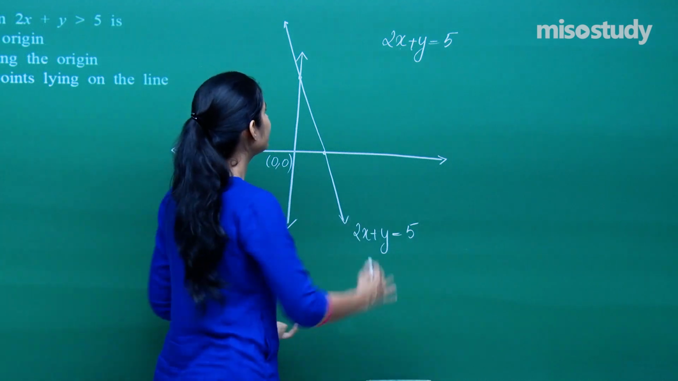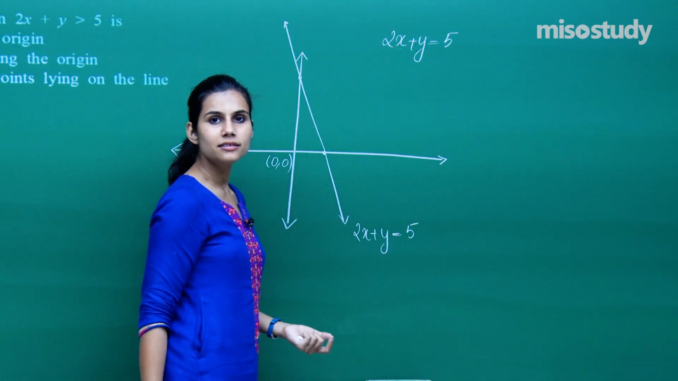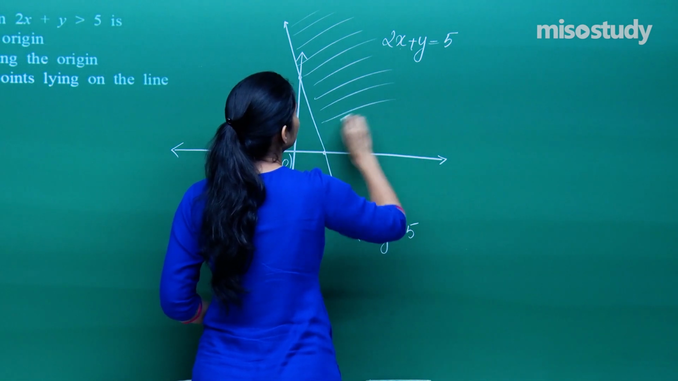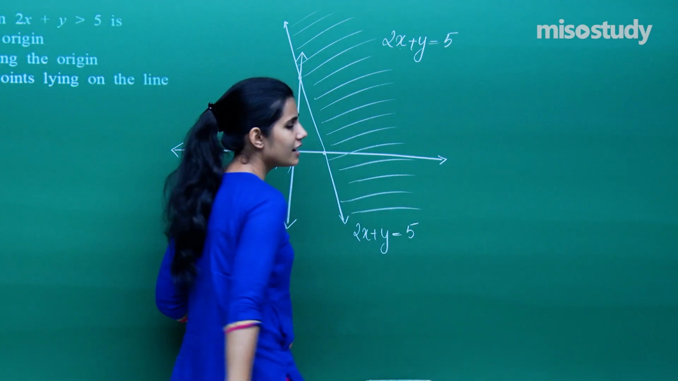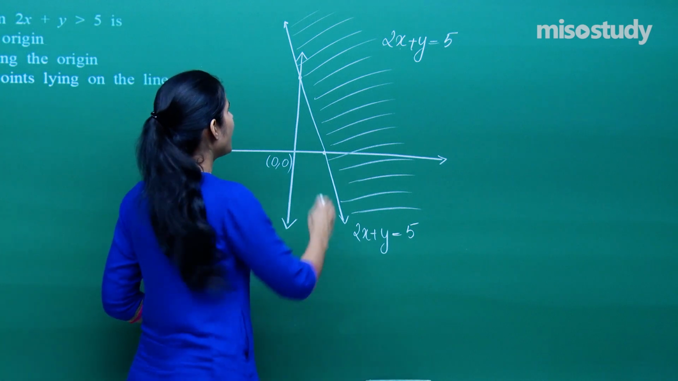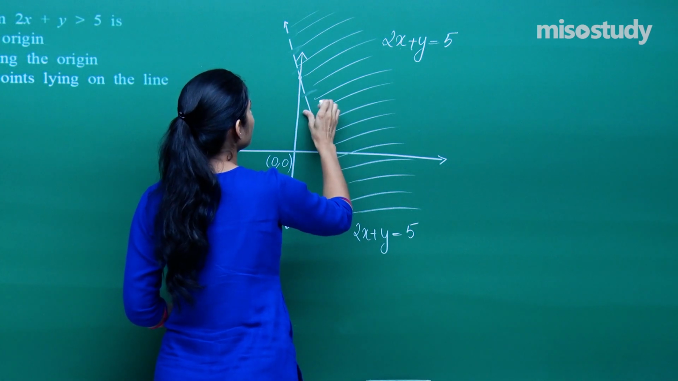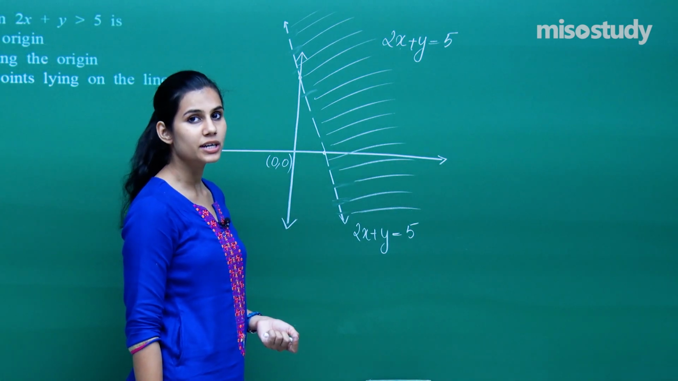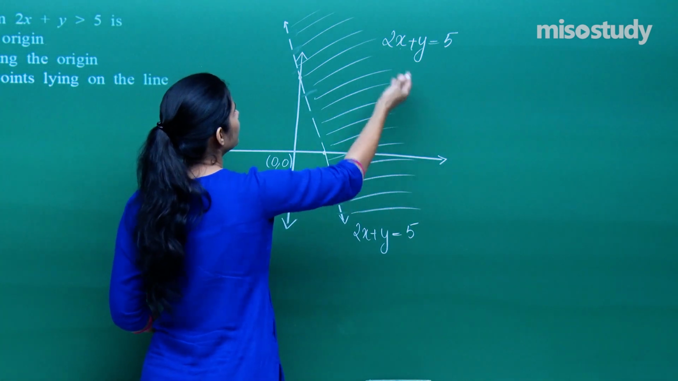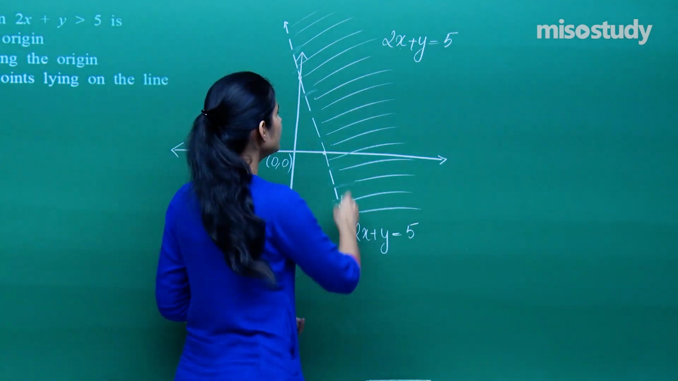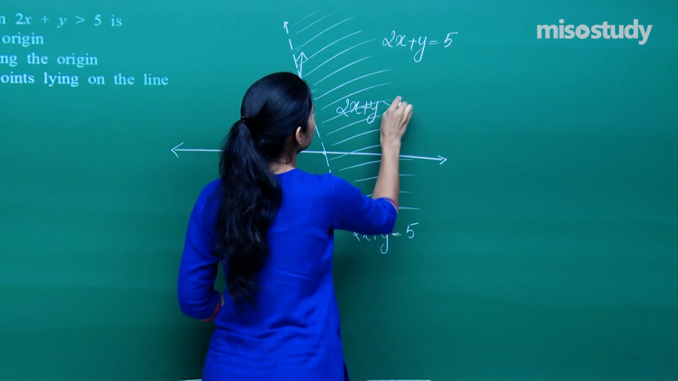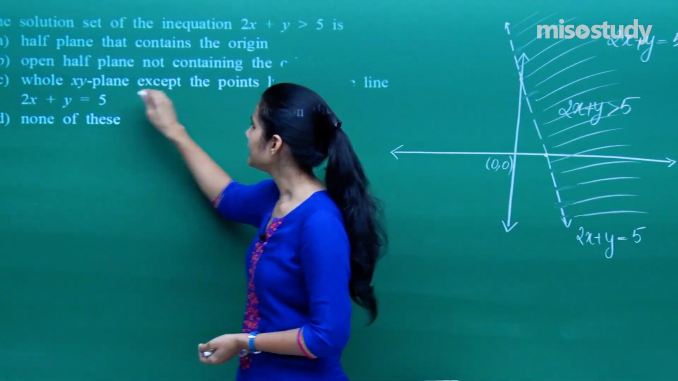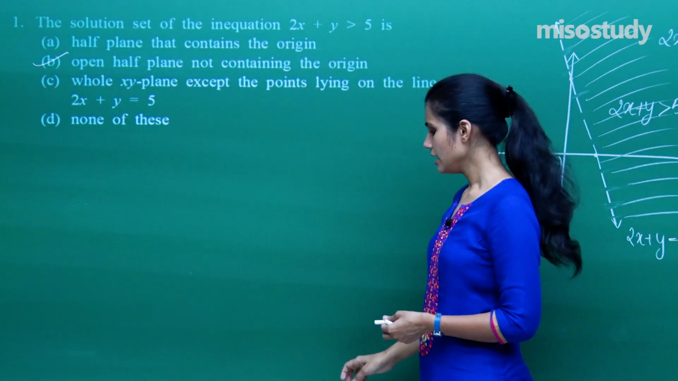I want 2x plus y greater than 5, which is towards the other side, the other region, which is not containing the origin. So this is that region which consists of all the points x comma y for which 2x plus y is strictly greater than 5. I am not including this line because on this line lie those ordered pairs for which 2x plus y is equal to 5. I want strictly greater than 5. So exclude this line, and the region, the other side, is the required region. This is 2x plus y strictly greater than 5. So the region is actually an open half plane not containing the origin. Clear? Let's move on to the next question.